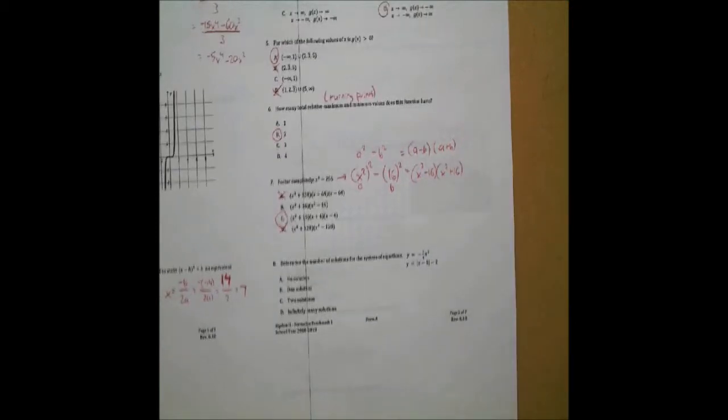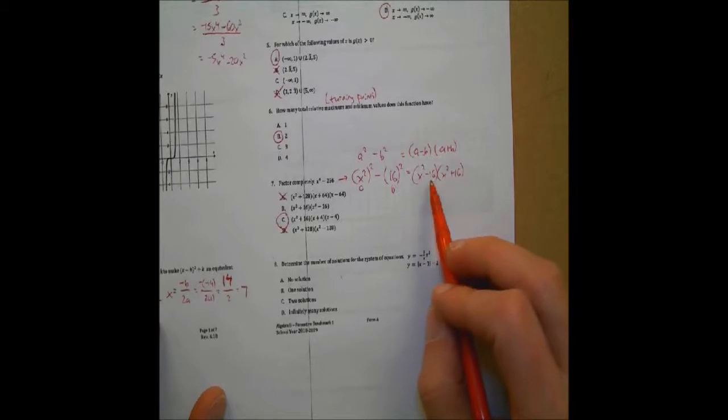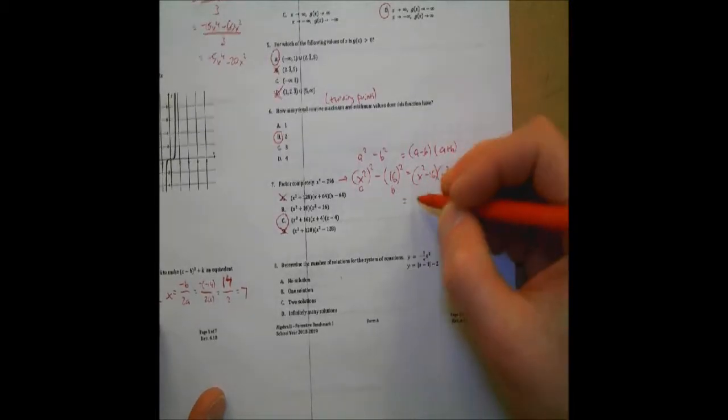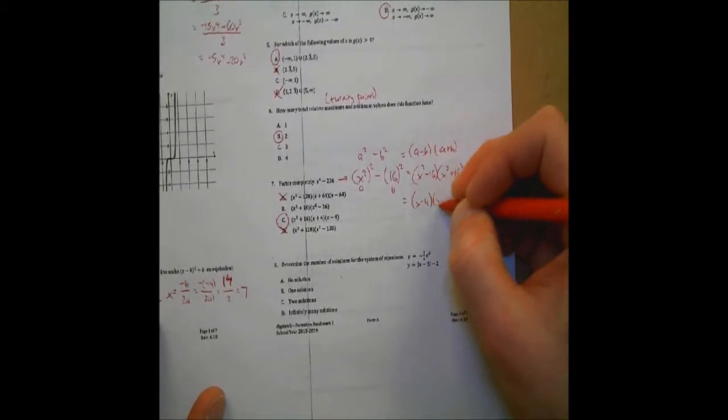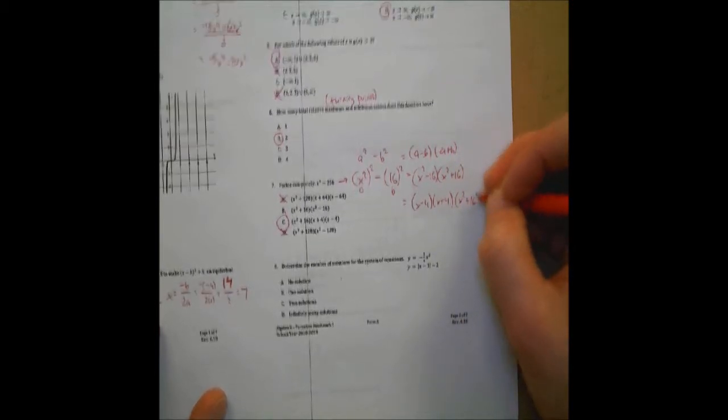Questions on that step right there that I just did? That's the idea here. And yet we see another difference of squares right here with the x squared minus the 16. And that's why it factors to x minus 4, x plus 4, and then that's a sum of squares. We can't factor a sum of squares.